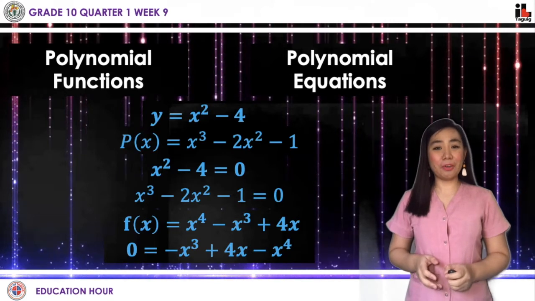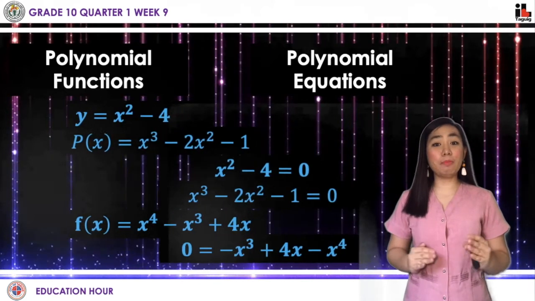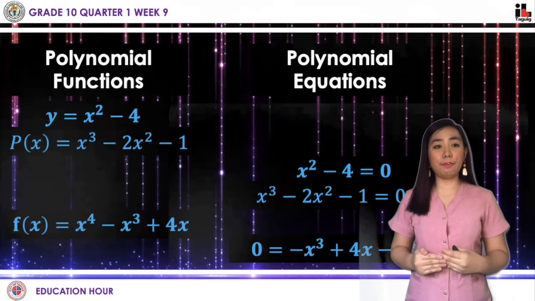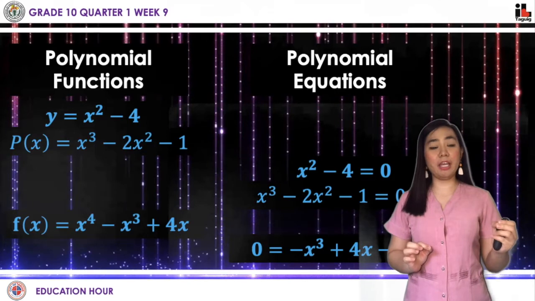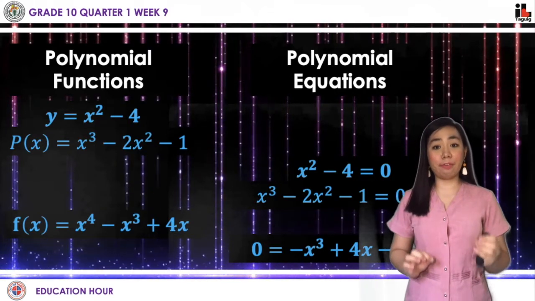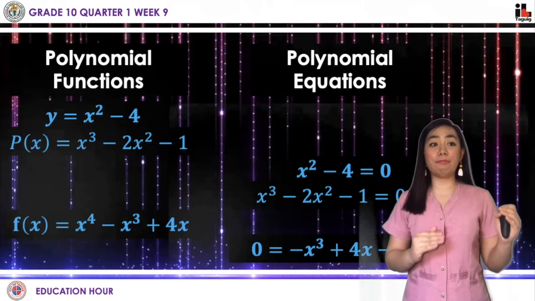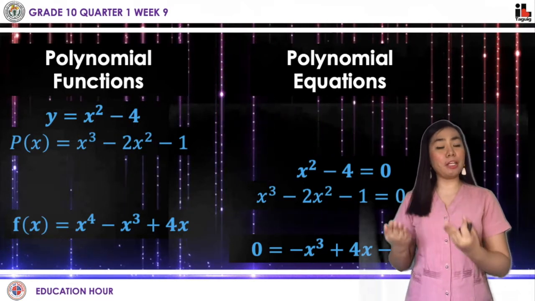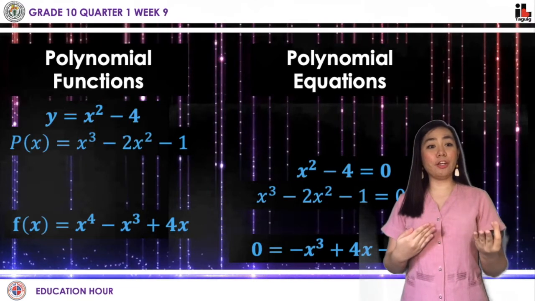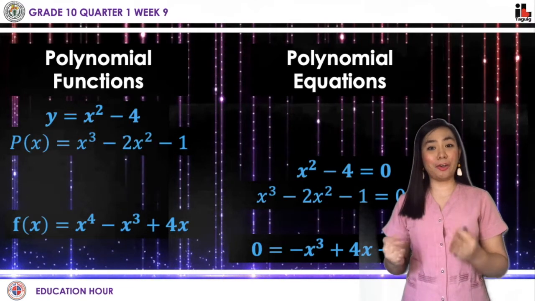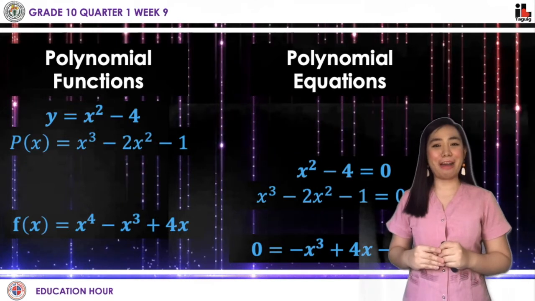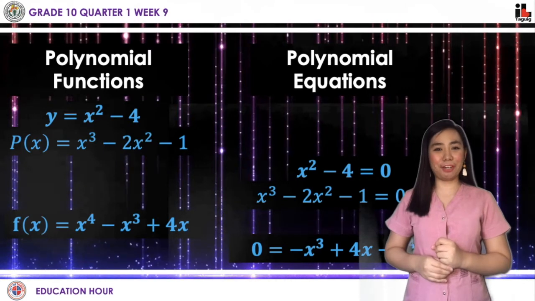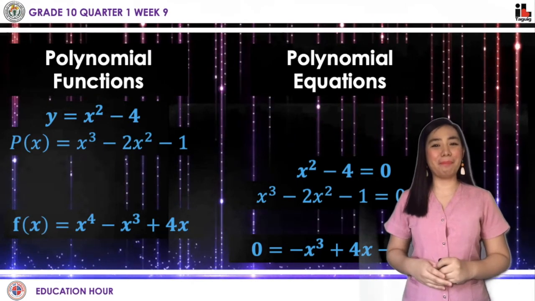Okay, so these are the answers. Observe the different patterns for this. As you can see, on our polynomial functions, you have y, p of x, and f of x, in which you can get values once you substitute a value for your x. For your polynomial equations, you just have your x's equated to 0, in which you simply have to get the values of x. I think you are ready for our discussion for today. So let's have problem number 1.